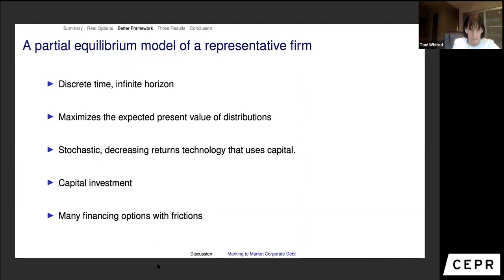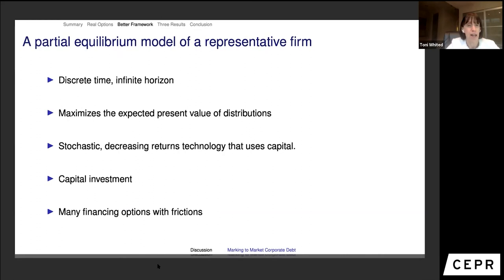The firm maximizes the present value of distributions to shareholders. There's a stochastic decreasing returns technology that uses capital. So in that case, this model and their model are identical. It's almost the same technology, except in the model I'm going to talk about, there's ongoing capital investment. And that's going to be important because you want to have investment that co-varies with something. And then some financing options with frictions. And you need the frictions because in the investment cash flow sensitivity literature, it's all about frictions. Without frictions, okay.